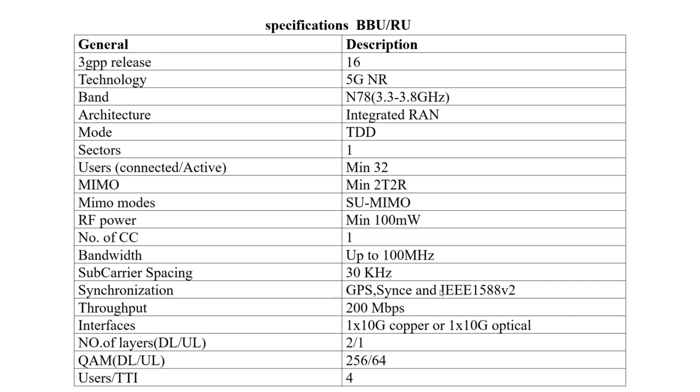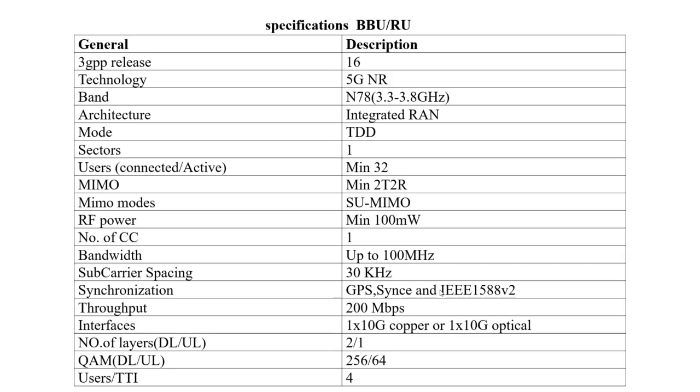Minimum 2T2R is there. As you have seen in the labs, there is a radio which has four antennas, two for receiving, two for transmitting. MIMO modes can be configured there. Here it is configured as SU-MIMO. Then RF power we have configured as 100 milliwatt, so it will radiate in a smaller area. According to your hardware unit, you can control this RF power.